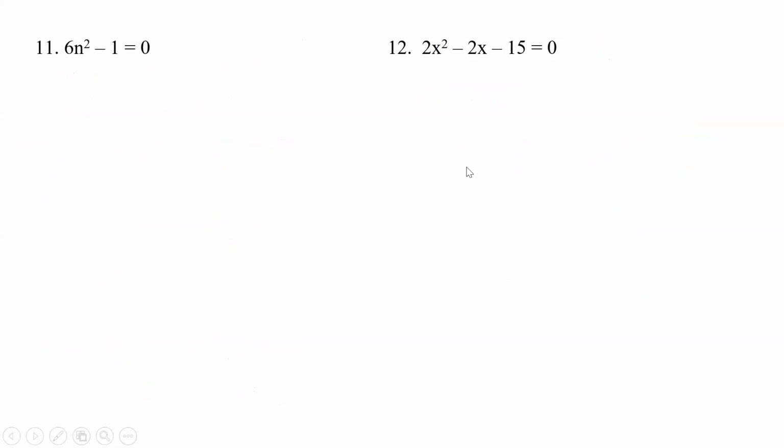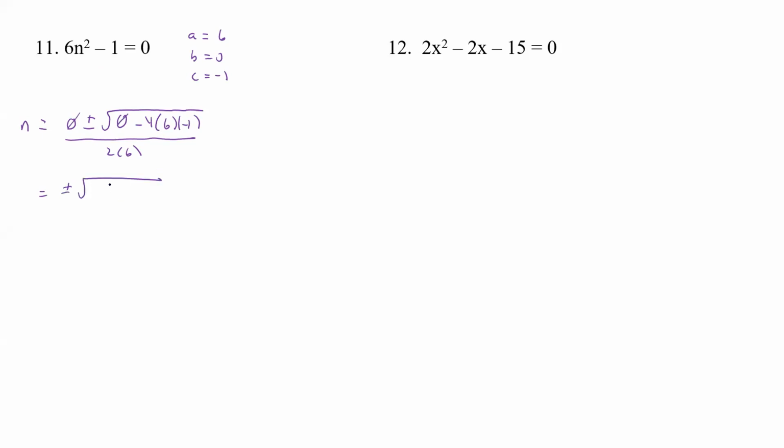Here we have another difference of squares, except the 6 isn't really a square, so it's not really a difference of squares. So we're just going to play as we've been doing. And so that's a is 6, b is 0, c is negative 1. And so we have n equals 0 plus or minus the square root of 0, and then minus 4 times 6 times negative 1, all over 2 times 6. Now that's gone, so we have plus or minus the square root of 24, it looks like, all over 12.